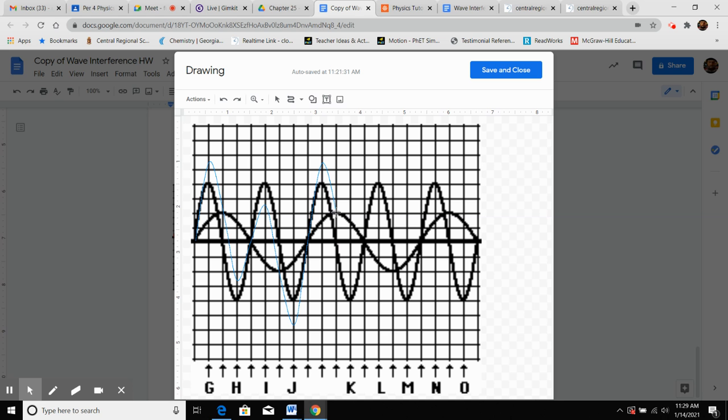Right here, this one is at a +2. One of the waves is at a +2 on this vertical line, and the other is at 0. 0 plus a +2 is +2. So I'm going to make a click there. The next vertical line over.